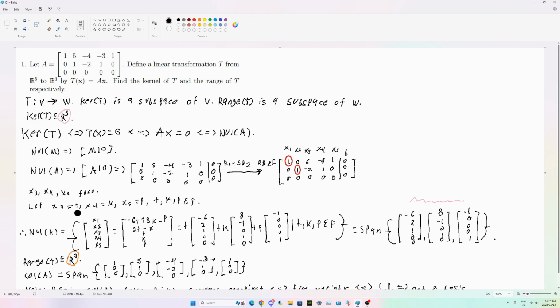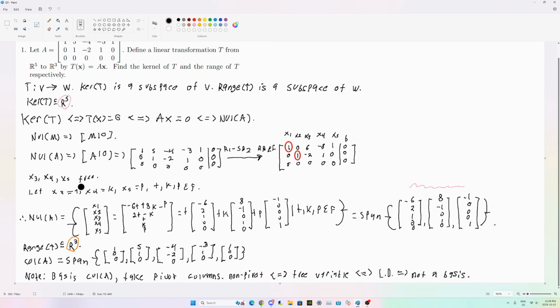That means we can let x3, x4, x5 equal some parameters. We can define them to be t, k, p, elements of some field, since it's not defined up here once again. So the null space of A, which is the kernel of T, is equal to the set of, since we have 5 columns, 5 different possible inputs. We're going to store that as a column for our input: x1, x2, x3, x4, x5 is equal to, and we move everything over to the b slot. We keep them with respect to their variables: x3 is t, x4 is k, x5 is p.